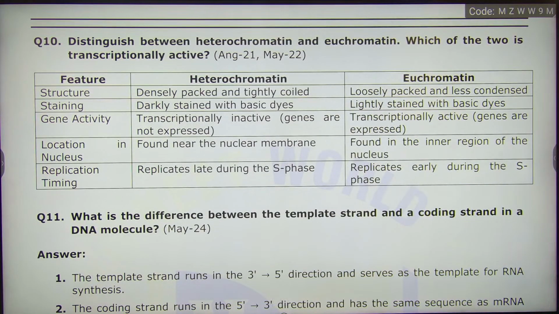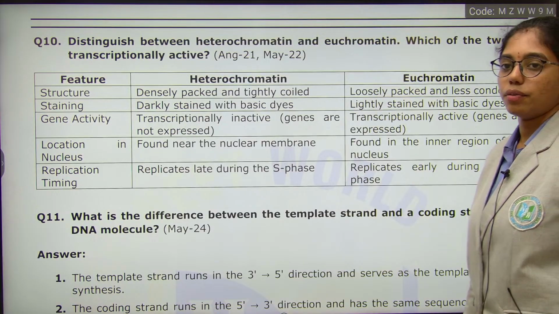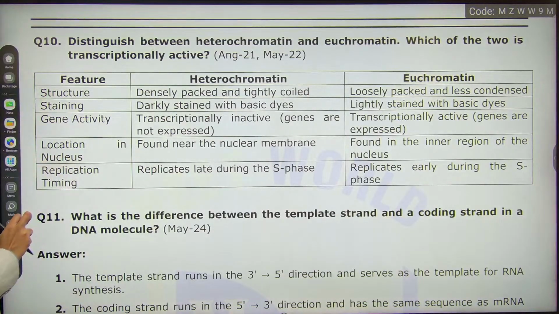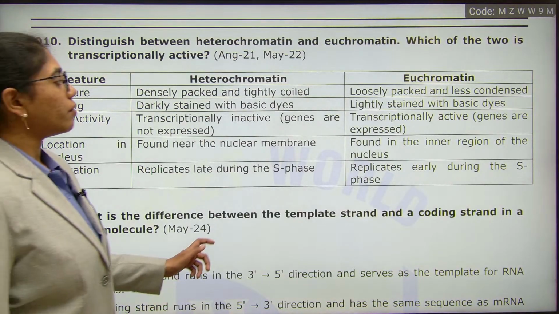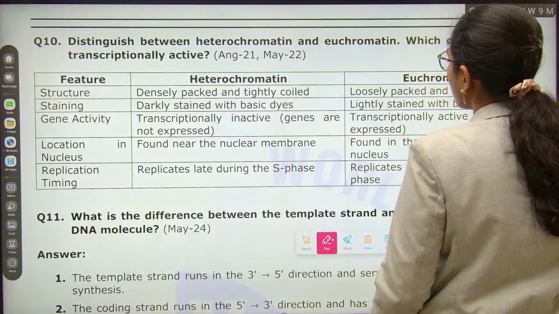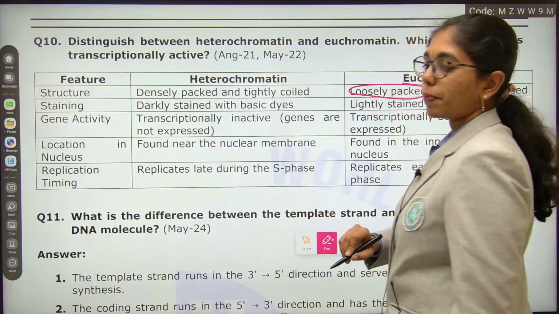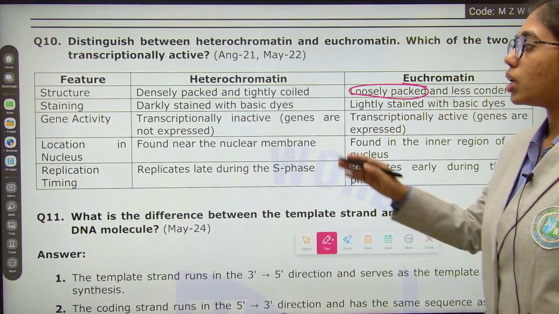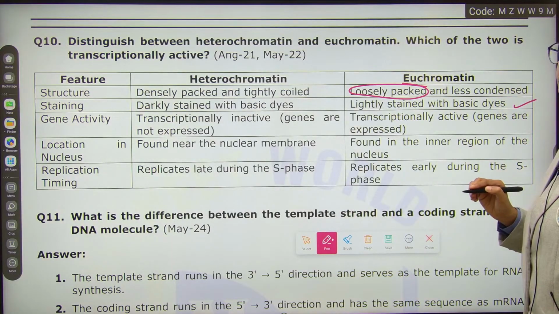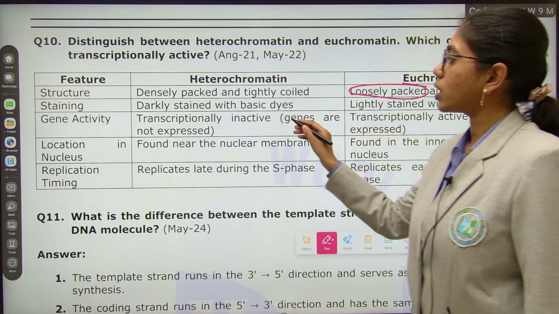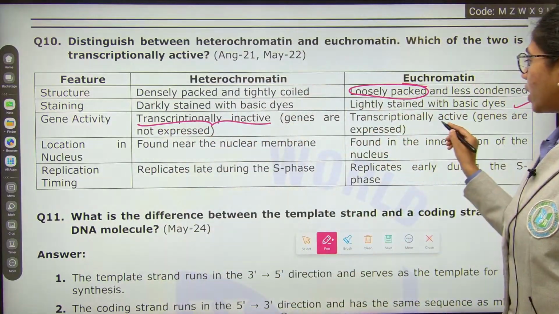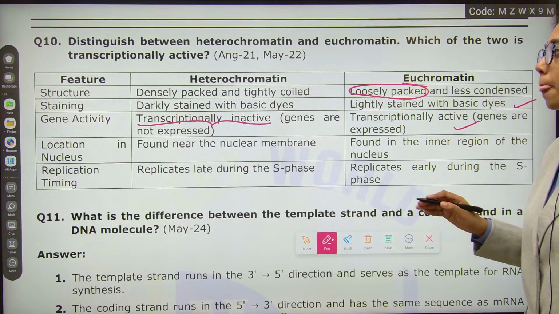Next, distinguish between heterochromatin and euchromatin. Which of the two will be transcriptionally active? Euchromatin, which is lightly stained. Structure: heterochromatin is a densely packed structure, euchromatin is loosely packed. Staining: heterochromatin is darkly stained, euchromatin is lightly stained.